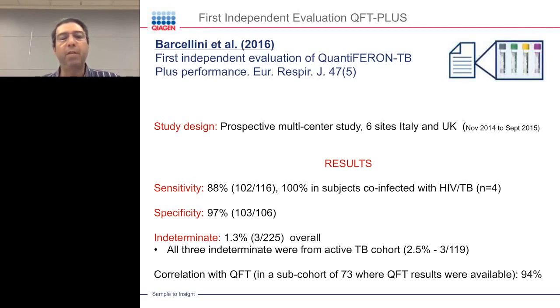And the first independent evaluation was published in 2016, and this study really highlighted that they saw, importantly, this maintenance of the high specificity, 97%, and very high sensitivity of 88% in active TB settings. And importantly, they had a very small number of HIV co-infected, and all 100% of those TB HIV co-infected subjects were picked up. They also were able to show a reasonable correlation with QuantiFERON of 94% in a subset of these patients.